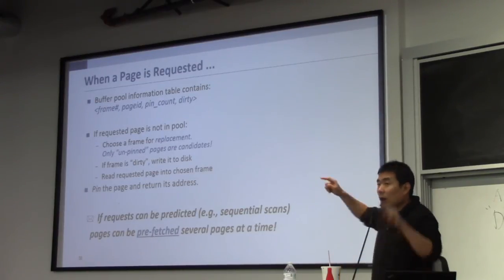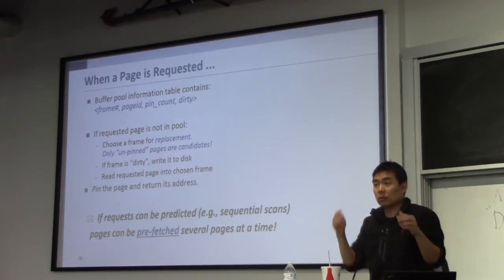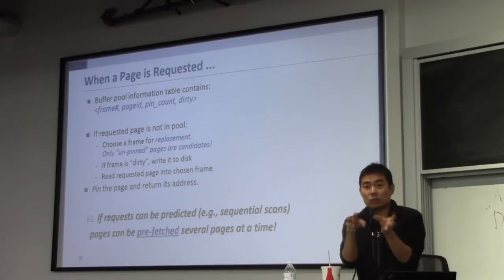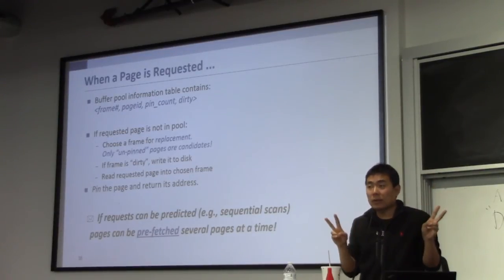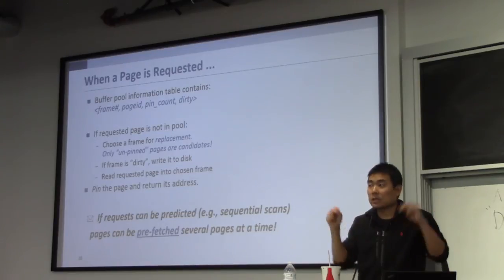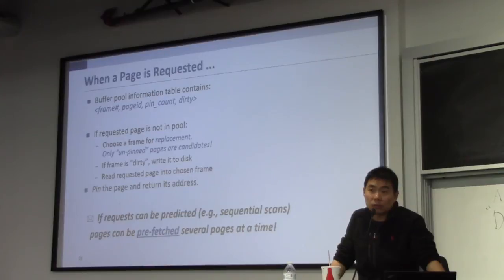And this is what we call pin the page and unpin the page. So the first time a transaction requests a page, you pin the page. When the transaction is done using that page, meaning abort or commit, you unpin the page. So far so good?